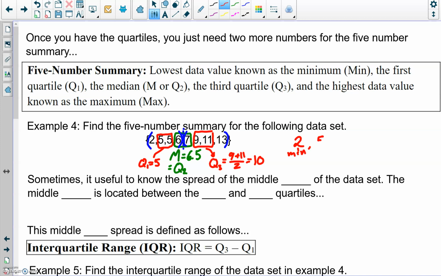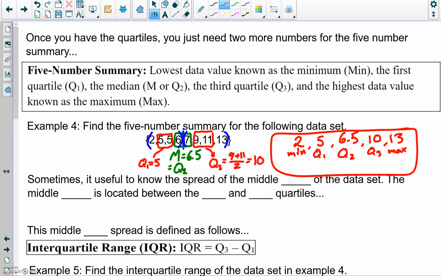It's going to be 5 for Q1. It's going to be 6.5 for Q2, or the median. It's going to be 10 for Q3, third quartile, and then 13 for the max. And this is the final answer that you'd be looking for here.